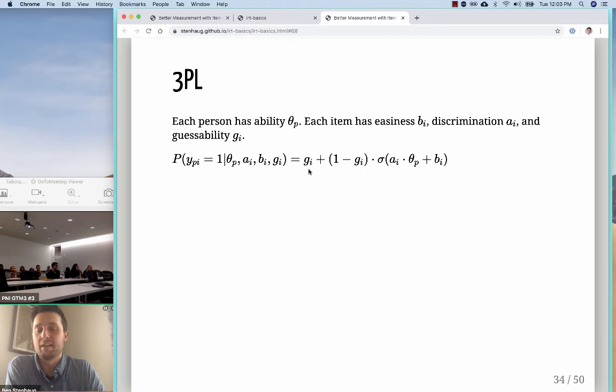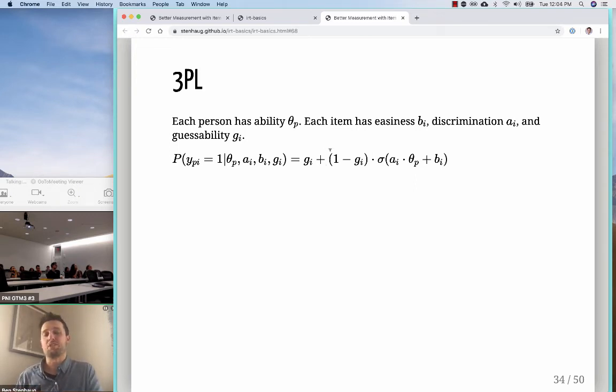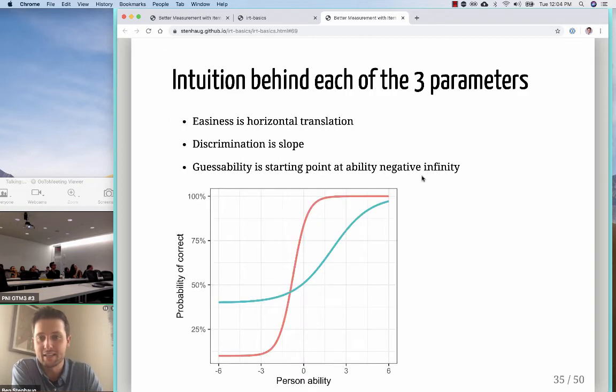Now we're going to say there's some probability, g_i, of you just guessing it right. And that probability is completely unrelated to your ability. Everyone gets this. And then, let's say this is 40%. And then for the other 60%, one minus the guessability, you have your probability of getting it right determined by that logistic function that we are already studying, which is related both to your ability and then the item discrimination and the item easiness.